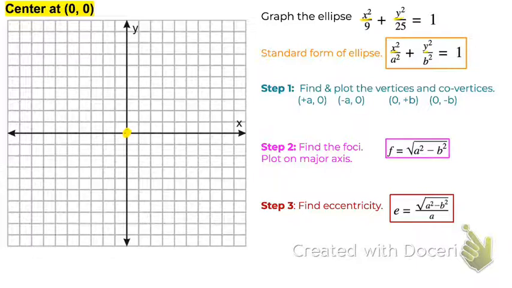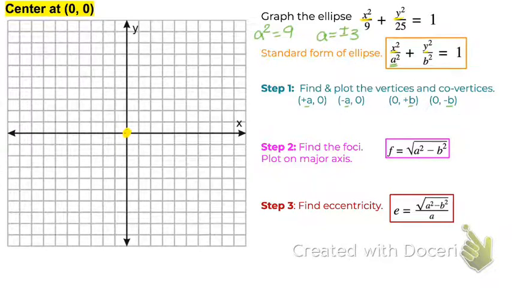Now, in order to find the edges of the ellipse, we find the vertices. The vertices are where it starts curving and going in the other direction. And to find those points, we need to know what A is and what B is. So if we look at the standard form of an ellipse, A squared is the number underneath the x squared. So A squared is 9. So that means that A must be positive or negative 3.